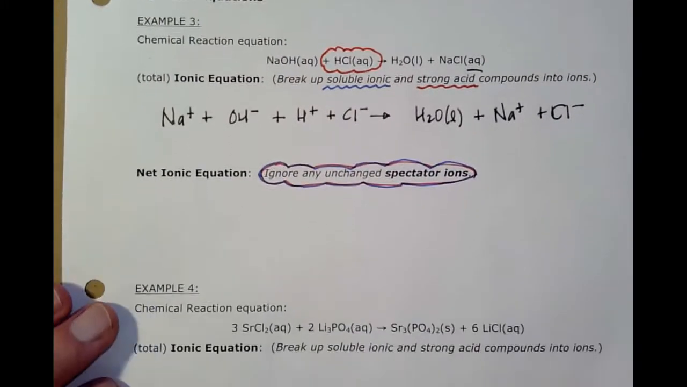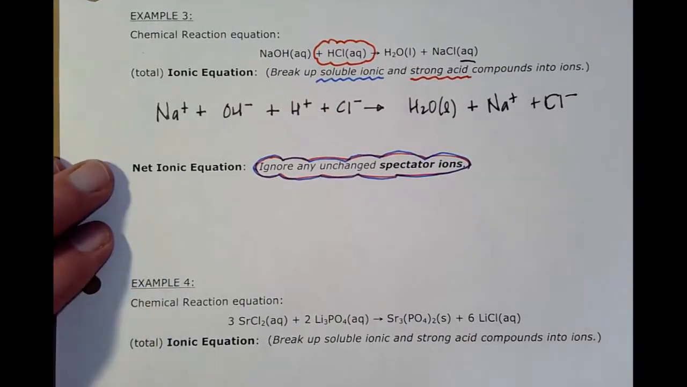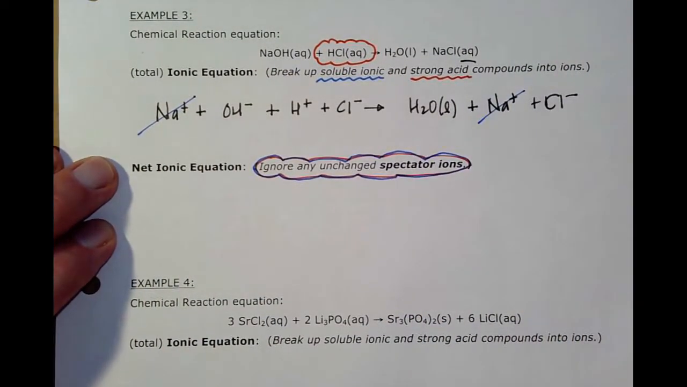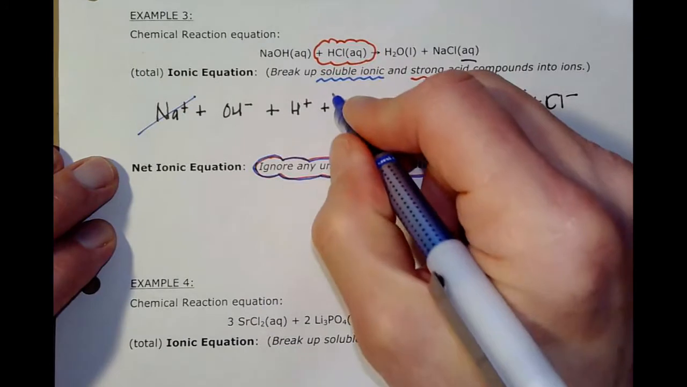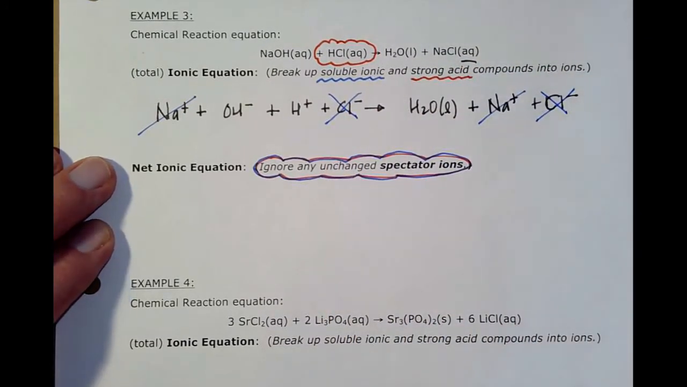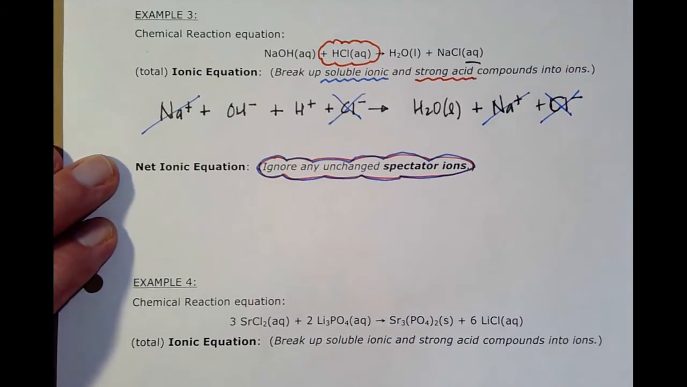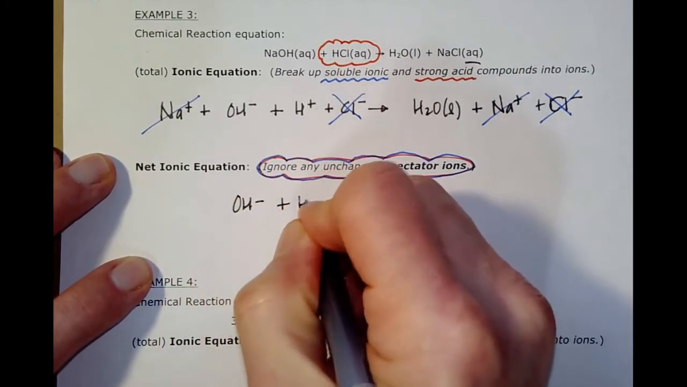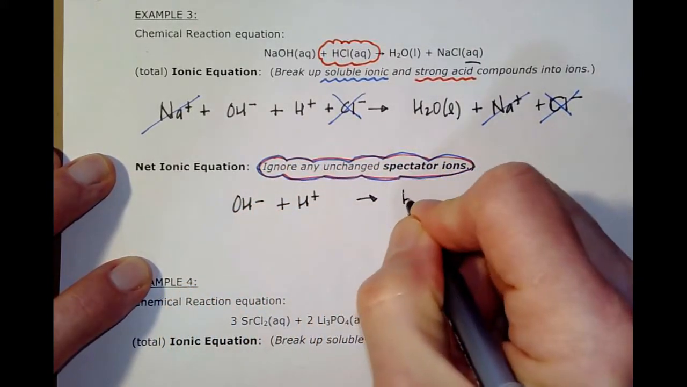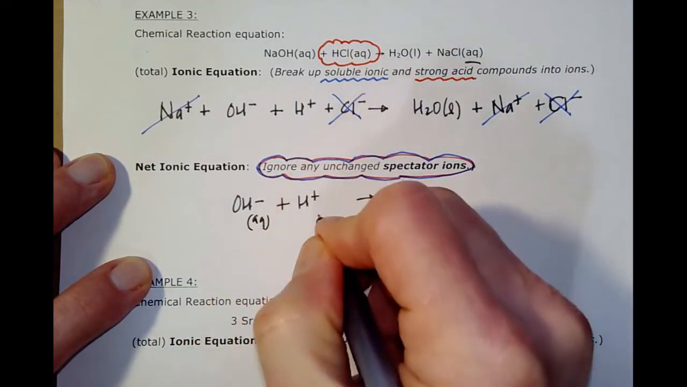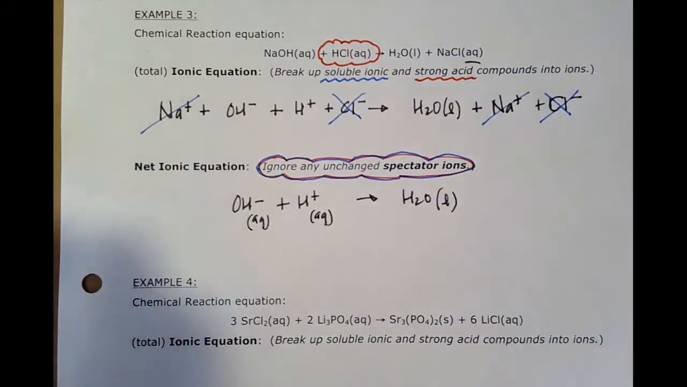I'm going to do the same thing. What is identical on both sides? Well, sodium and sodium. I'm going to ignore those. Chloride and chloride, identical on both sides. So I can cancel them. You can think of it as canceling like you would with an algebraic expression. So my net ionic is OH- plus H+ gives me liquid water. Aqueous, aqueous.